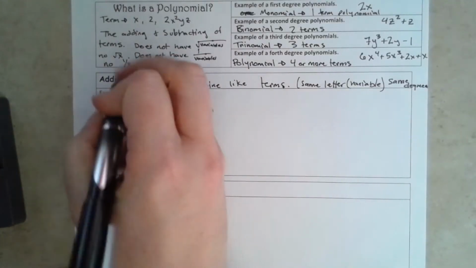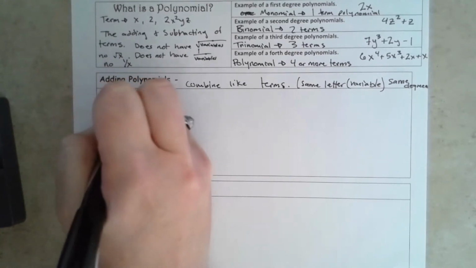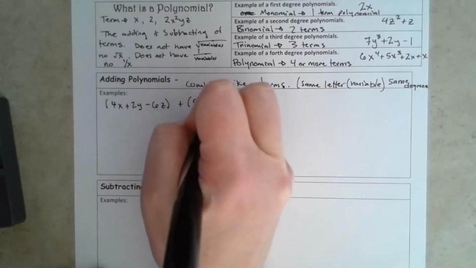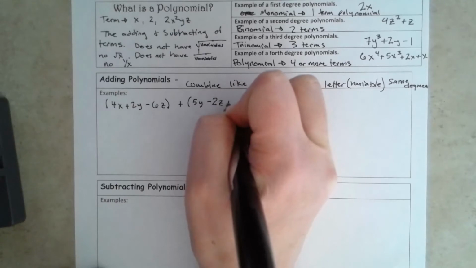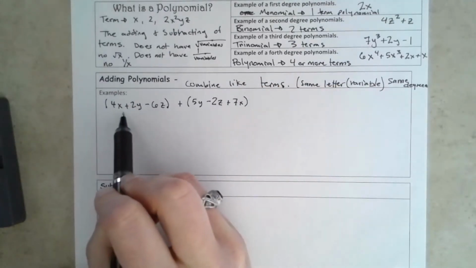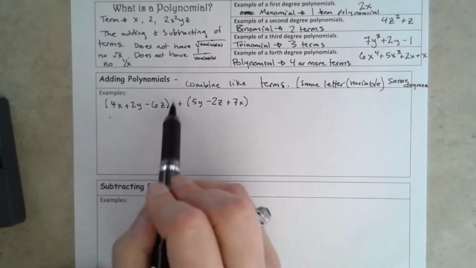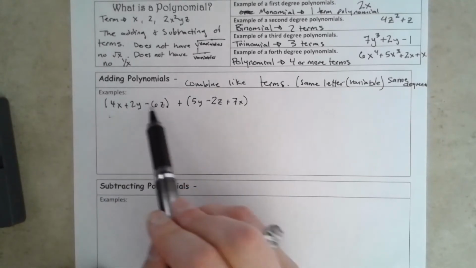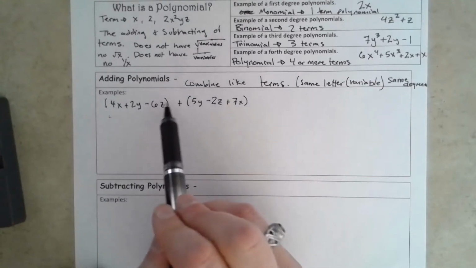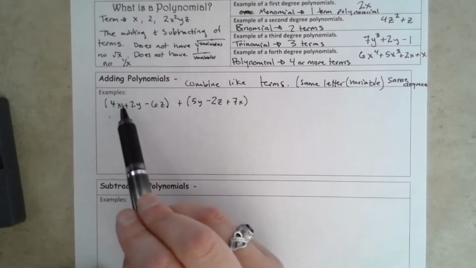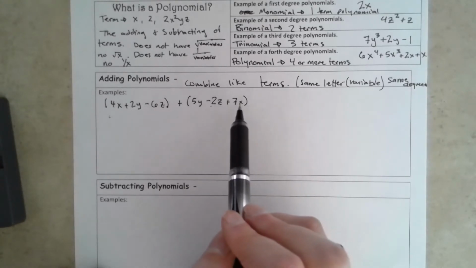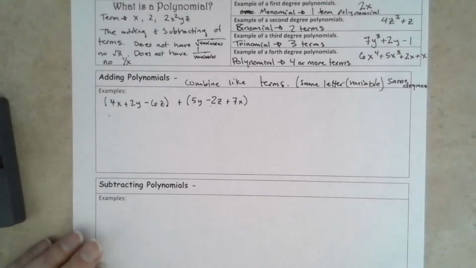So for example, if I had 4x plus 2y minus 6z plus 5y minus 2z plus 7x. Okay, they're putting these parentheses around them to identify here's one single trinomial plus another trinomial. With these parentheses, can we do anything inside of them? No. If I distribute a positive through, does that change anything? No. So all we're going to do is combine like terms.